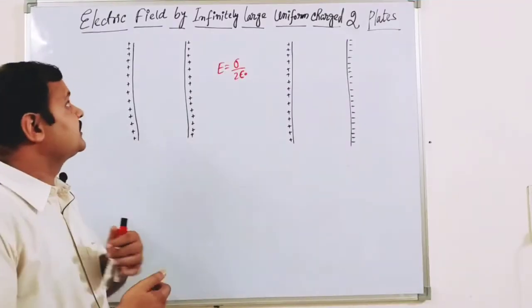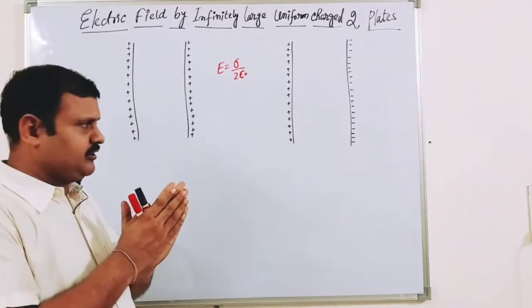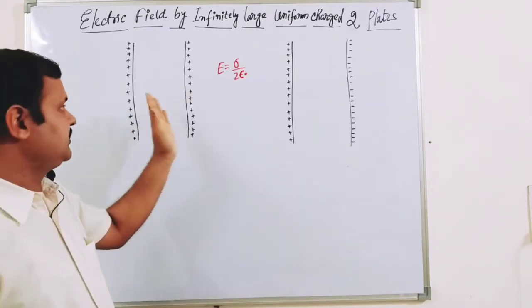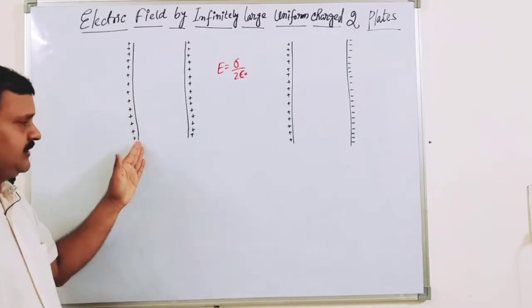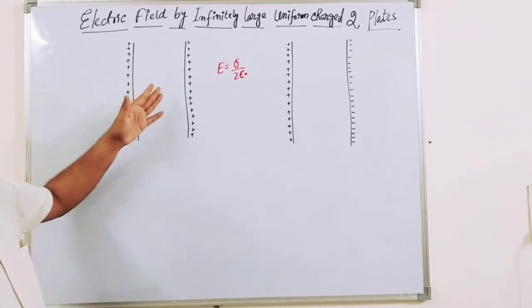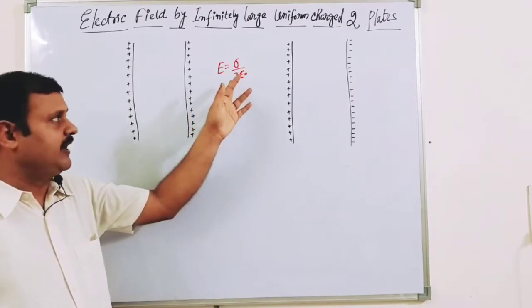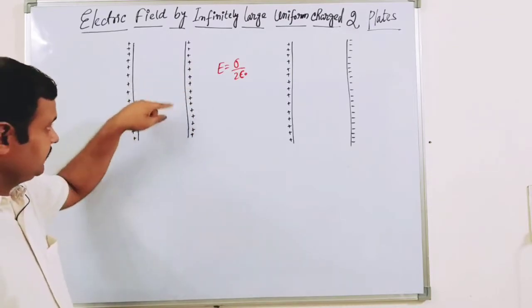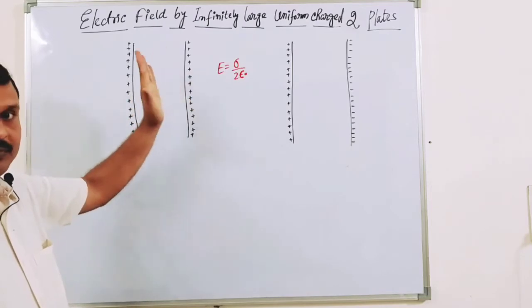Students, today we will discuss the electrical field produced by two charged plates, both outside the plates and inside them, and how we can generate this electrical field. Earlier we learned that for a single charged sheet or plate, the electrical field is E equal to sigma by 2 epsilon naught, where sigma is the areal charge density of the particular charged plate.